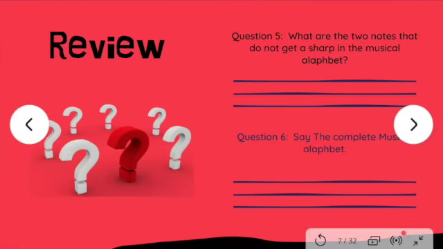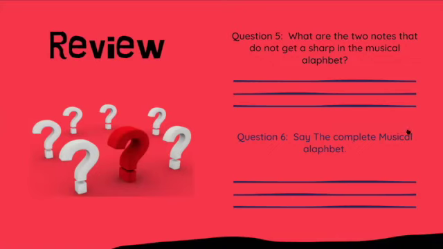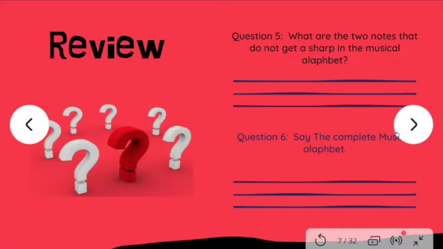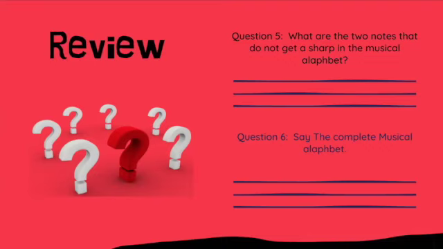What are the 2 notes that do not get a sharp in the musical alphabet? Well, that's E and B. Number 6, say the complete musical alphabet. A, A sharp, B, C, C sharp, D, D sharp, E, F, F sharp, G, G sharp, A.